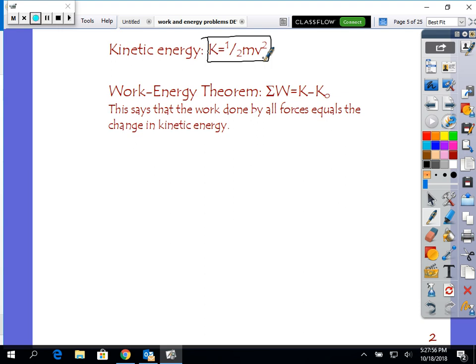The work energy theorem says if you add up the work done by all of the forces on an object, that equals the change in kinetic energy. The final kinetic energy minus the initial kinetic energy. You can also think of it as calculating the net force on the object and finding the work done by the net force.